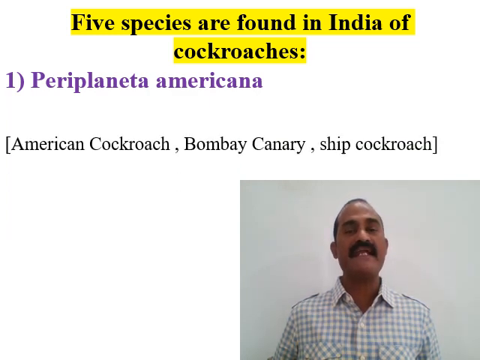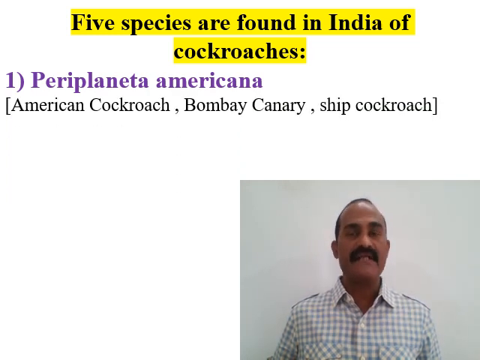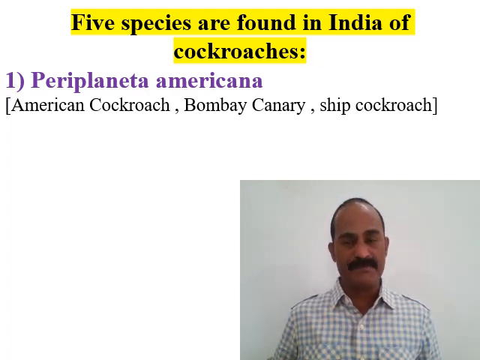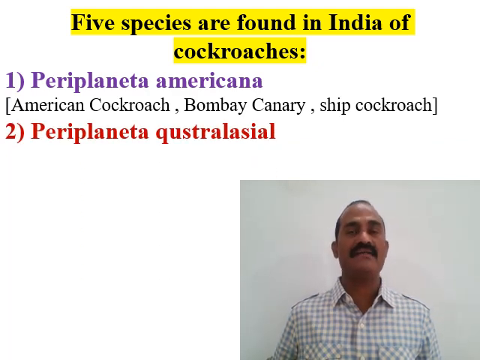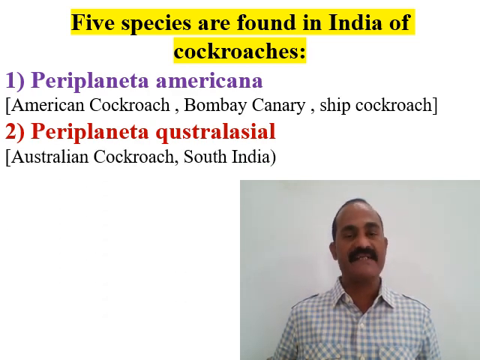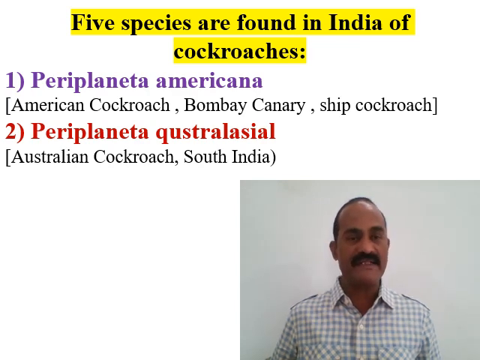Now this Periplaneta americana is also referred to as American cockroach, or even Bombay canary, or it is more common in ships, and that's why it is the ship cockroach. Then the second one is Periplaneta australasiae. This is many a time referred to as Australian cockroach, or generally the South Indian cockroach, as it is more predominantly found in South India.